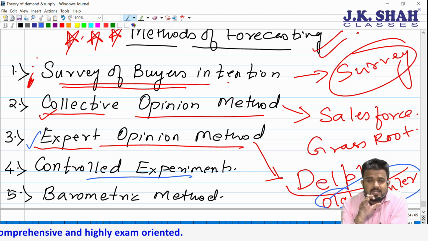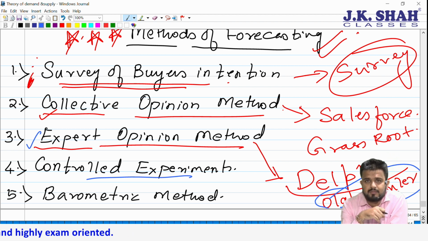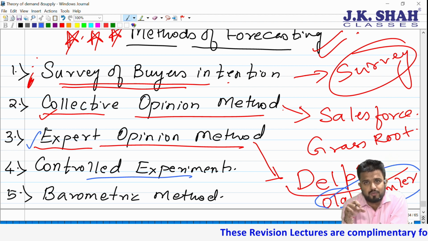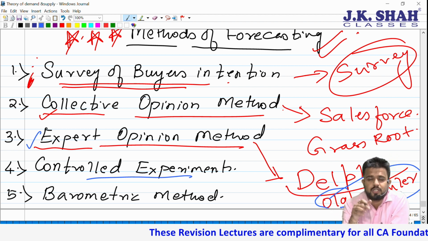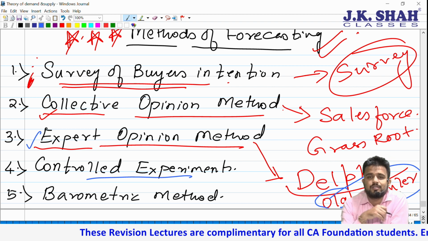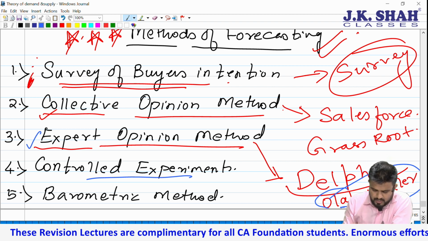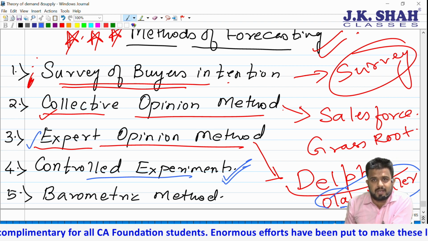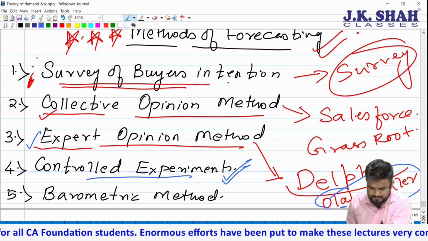So basically this is a market experiment method. By bringing a few changes in the product, observations will be made and accordingly forecasting will be done, on whether we should continue with the existing strategy or change our strategy. That is nothing but your controlled experiments, also known as the market experiment method.